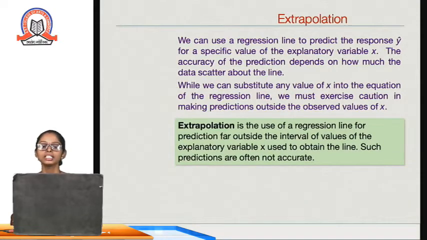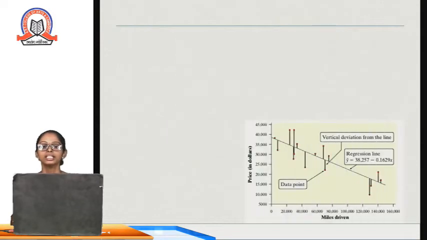Extrapolation means the use of the regression line for predictions far outside the interval of values of the explanatory variable x used to obtain the line. Such predictions are often not accurate. This graph shows how the prediction is obtained.